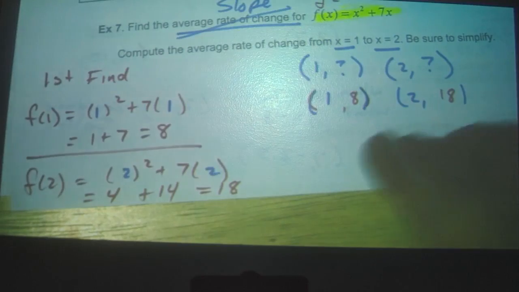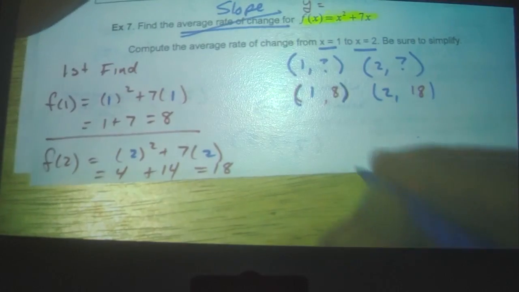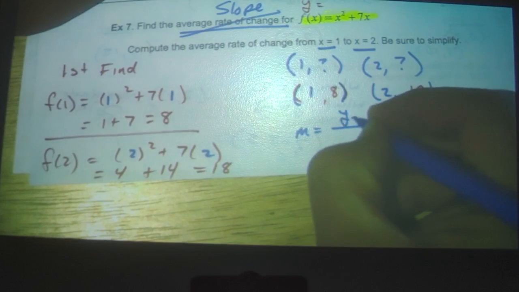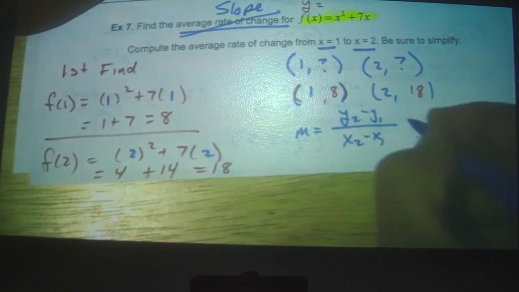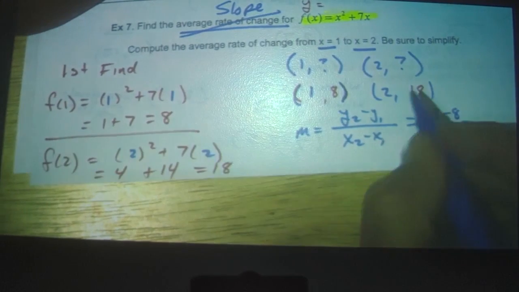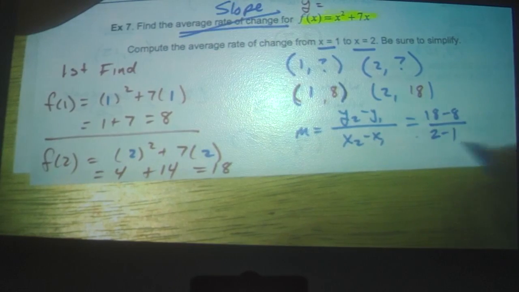So if I want average rate of change, all I got to do is come up with the slope. Lindsay mentions use slope. So I got my y2 minus y1 over my x2 minus x1. We plug it in. We got 18 minus 8 over 2 minus 1. I simplify. 18 minus 8 is 10. 2 minus 1 is 1. So my average rate of change is 10.